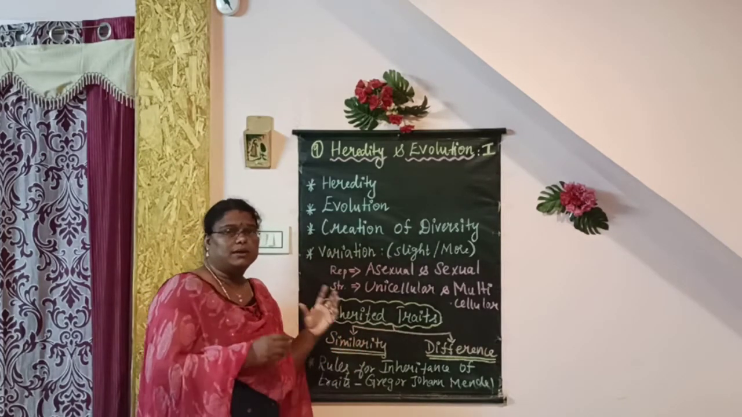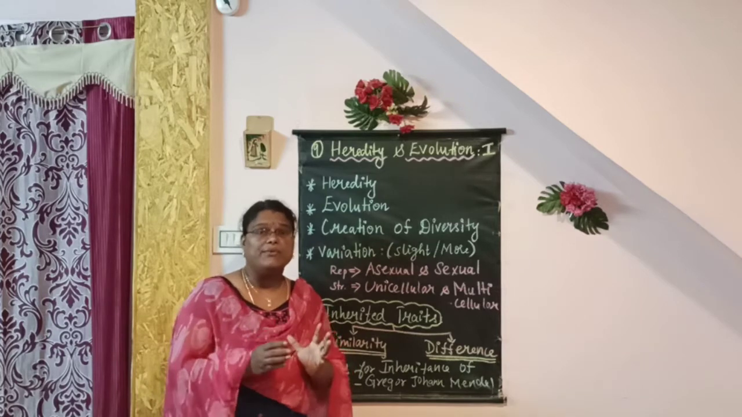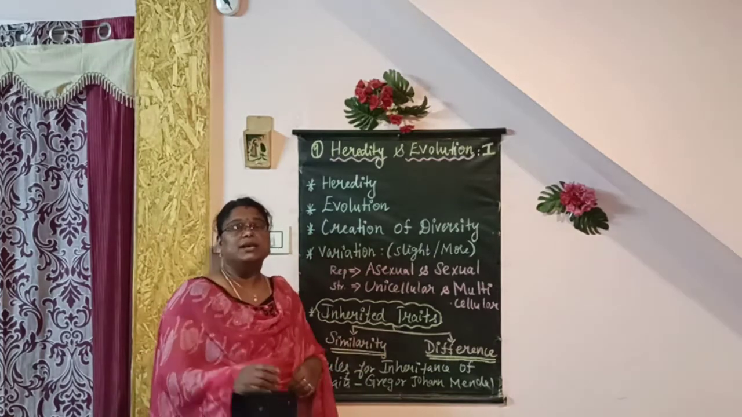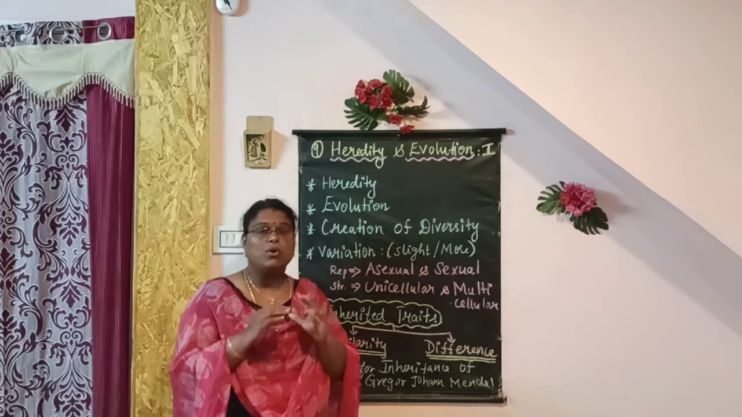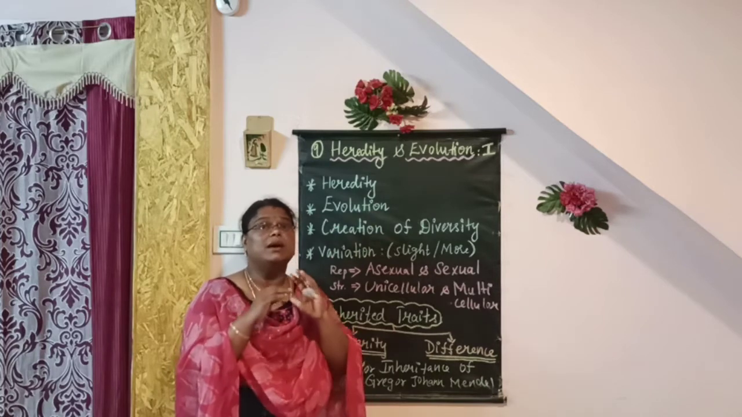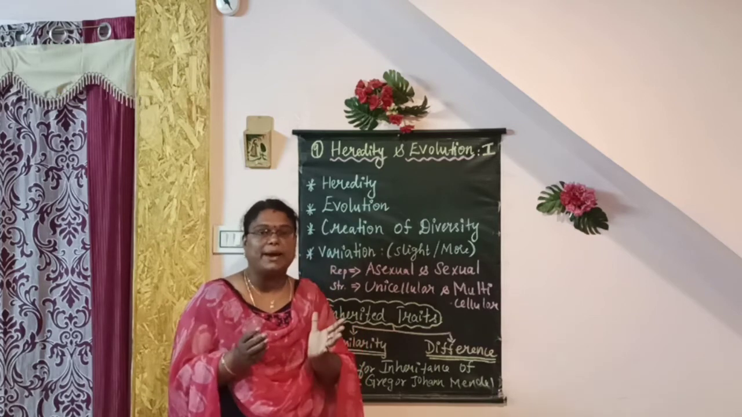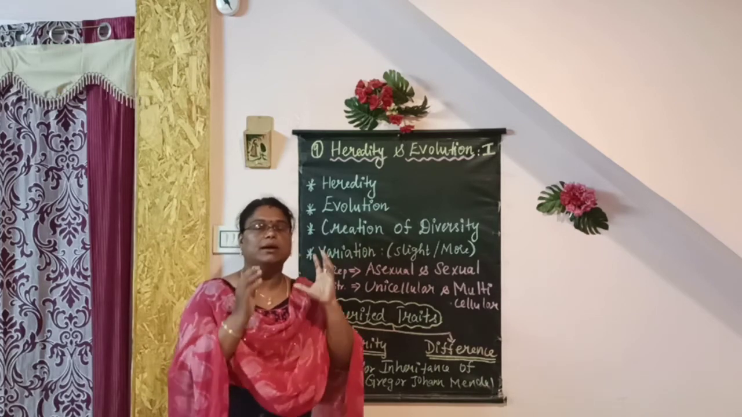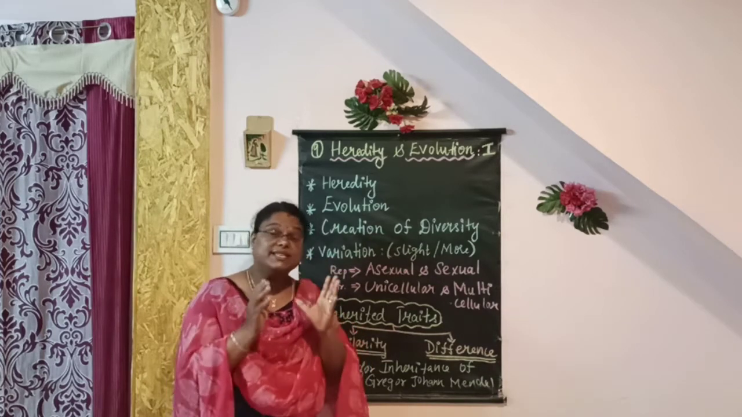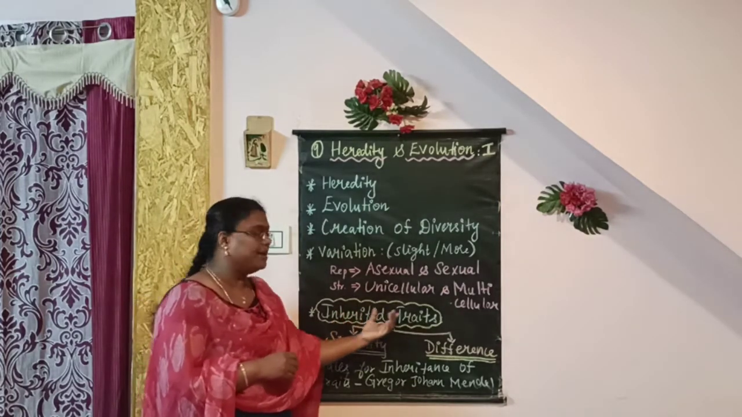Similarity is that the resulting child of a human being will have the same body design as the parent. So the resulting offspring, or young one, or child will have a similar body design to their human parent, that is head, legs, hands, like that. They will be getting a similar structure to the parent. So that is similarity seen in inherited traits.